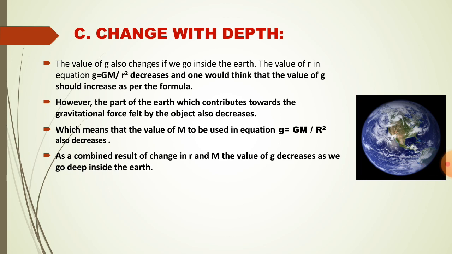Every planet and satellite has different mass and radius. Hence, according to g is equal to GM upon r square, the value of g on the surface is different with respect to r. Yes, and on the moon it is about 1/6 of the value on the earth.